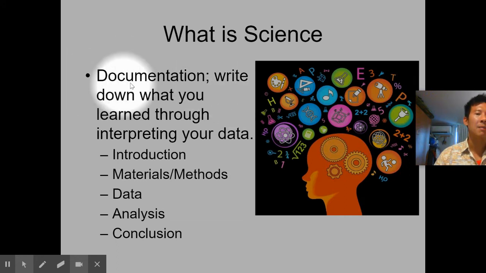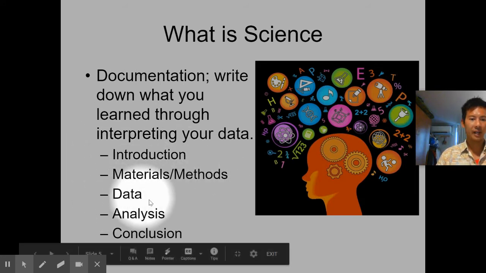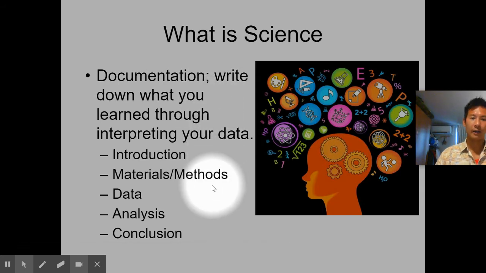You don't just solve your problems and that's it. You solve your problems, you document it, and then that way you collaborate with everybody else. And that's what makes it so powerful, this collaboration. Now, the way science is documented is through what's called a lab report, and it's usually separated into 5 main parts. You got your introduction, materials and methods, your data, analysis, and then your conclusion. Now, we're going to go into this next time.